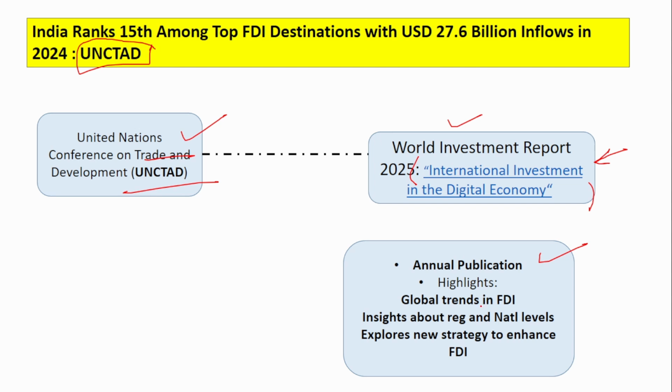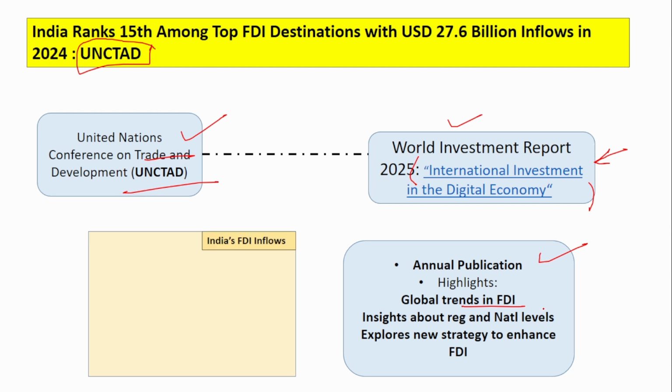So what are the details that are present in this report? It has details like global trends in the FDI, that is how much FDI has been invested this year, to which country the maximum FDI has gone, which country has invested the maximum FDI. All this, regional level, national level, country level, all these details are present in this investment report.